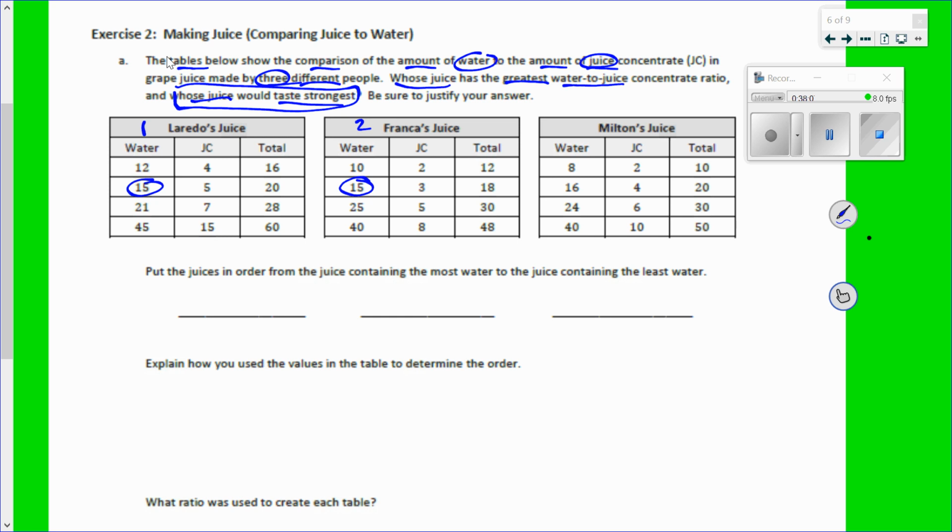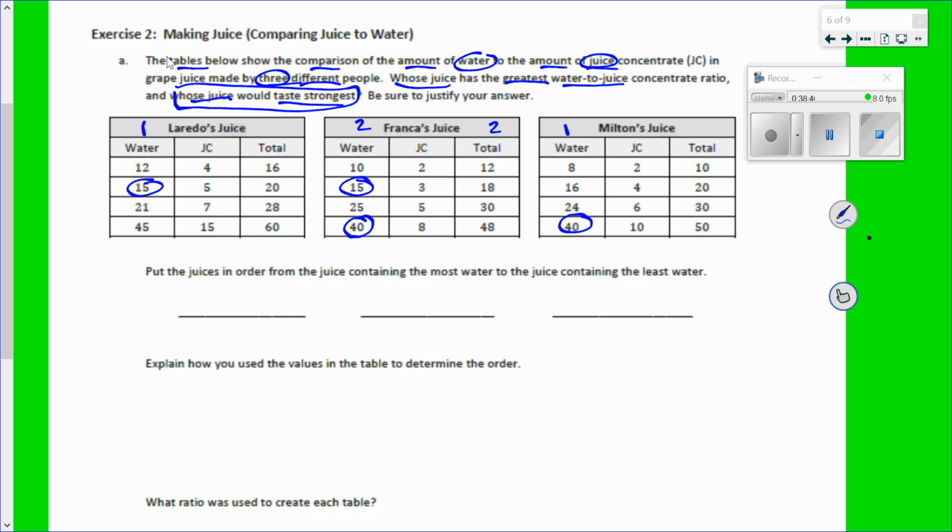Where's another one that you see? Yeah? 40? Okay. So Franca, 40, Milton, 40. Who's stronger? Milton, because he's got 10 to her 8, right? So, Franca lost to both of them, so where is she going to be? Last. But do we know about Milton or Laredo yet? No. So do we have a comparison they can make, Jocelyn?